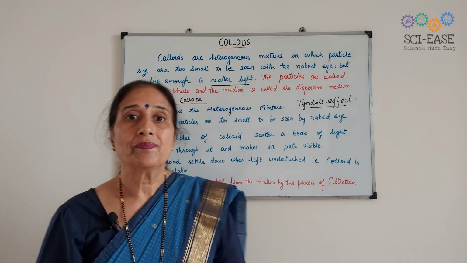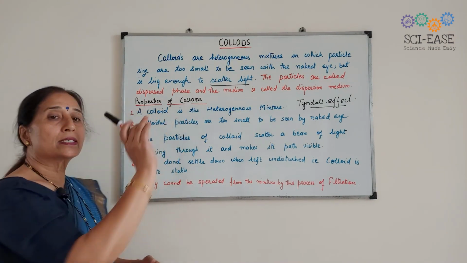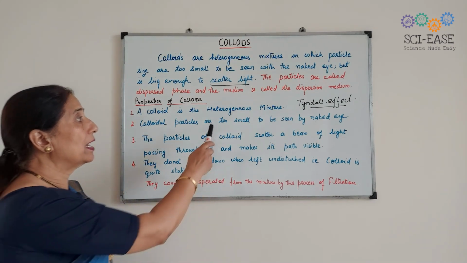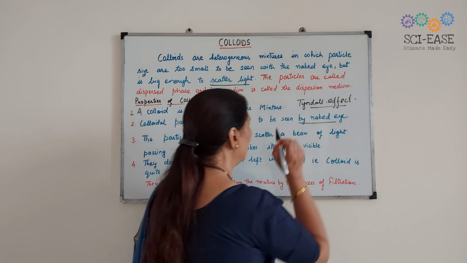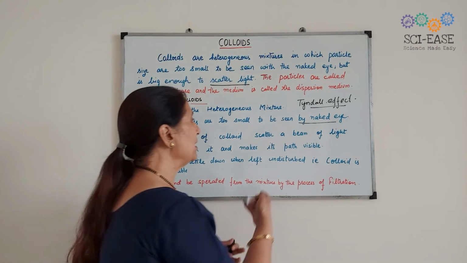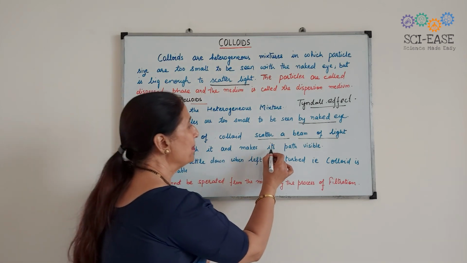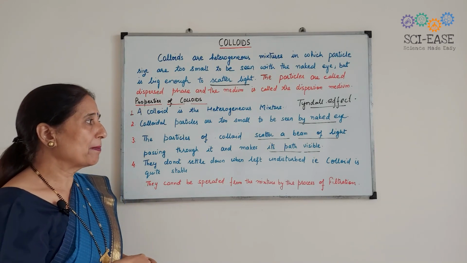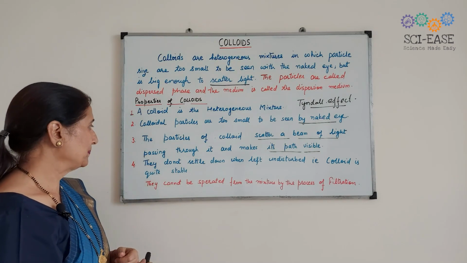So next are the properties of colloids. A colloid is a heterogeneous mixture, as I have told you. Colloidal particles are too small to be seen with the naked eye. The particles of the colloid scatter a beam of light passing through it and make its path visible. I have told you three examples where the path of the beam of light is visible to us.